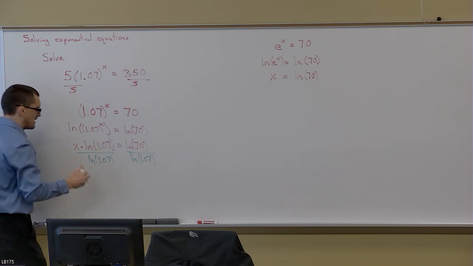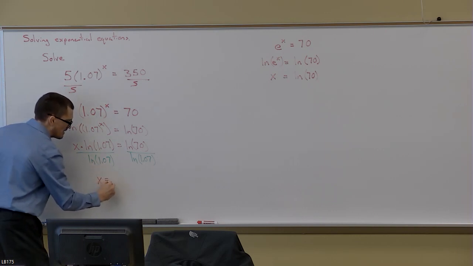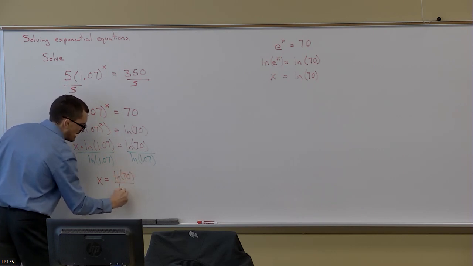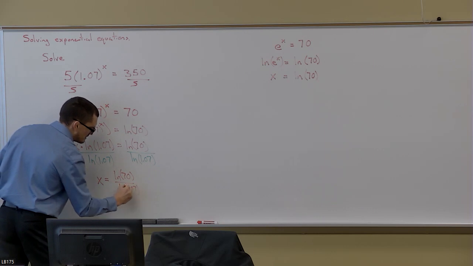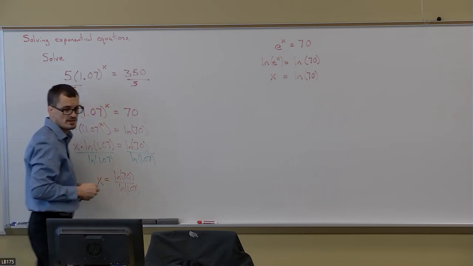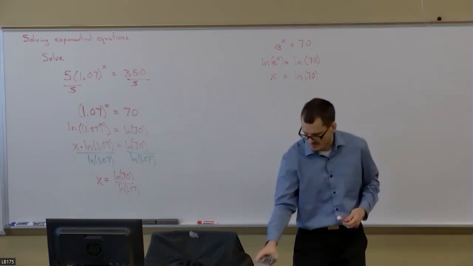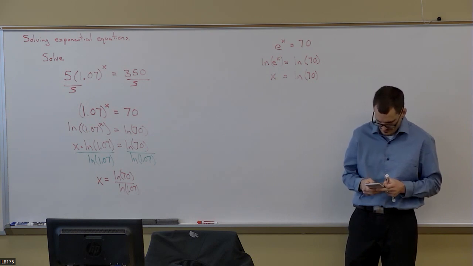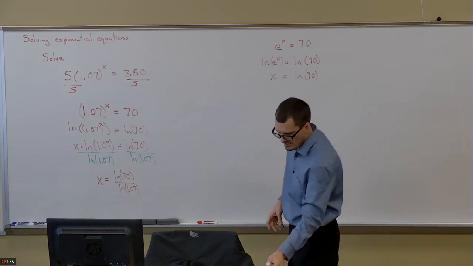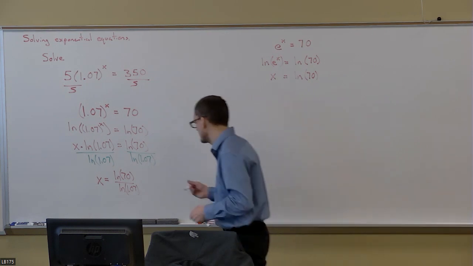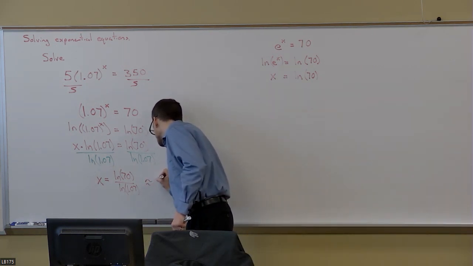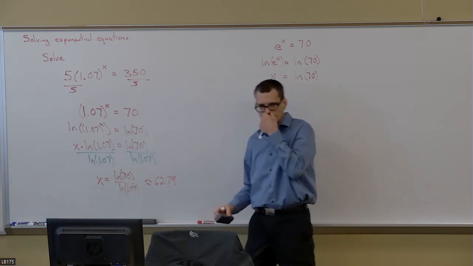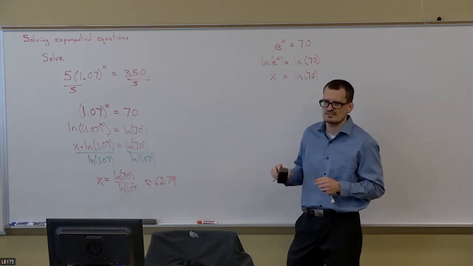And so my value for x is going to be whatever I get when I take the natural log of 70 divided by the natural log of 1.07. That's something I can type into my calculator and get an approximate answer for. And that approximate answer is 62.79.